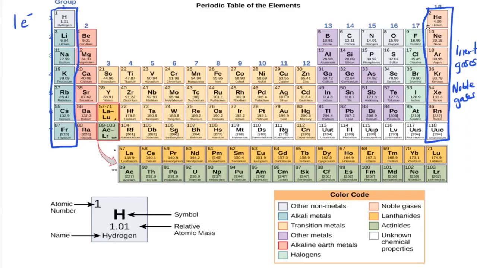Now, if we look at the group just next to the noble gases, this group here, these guys have 7 electrons, or this one has 7 electrons in its valence shell. As you move down, every one of them is going to be lacking 1 electron in their valence shell. They just need 1 more electron to be happy and complete.